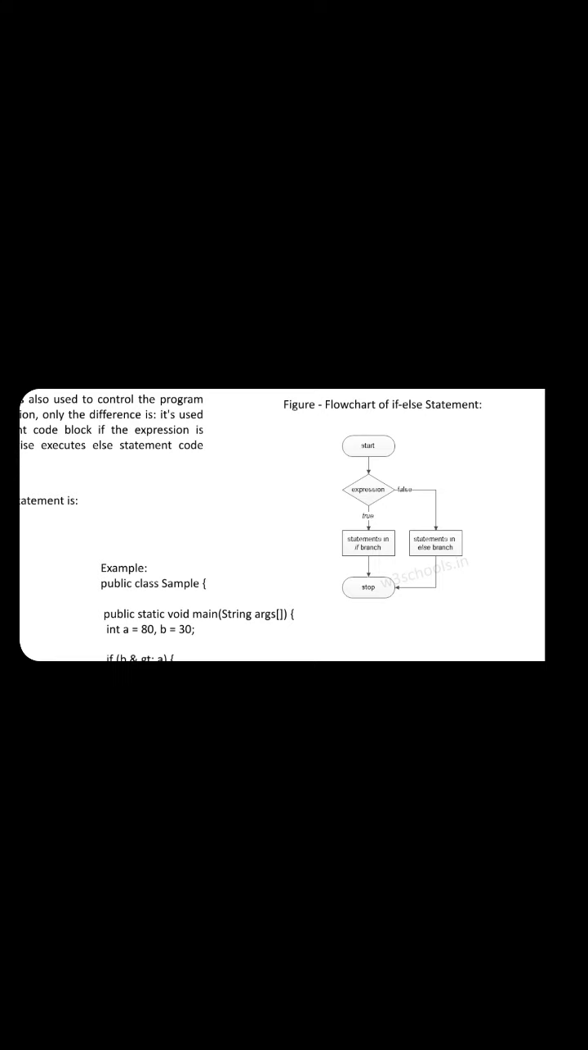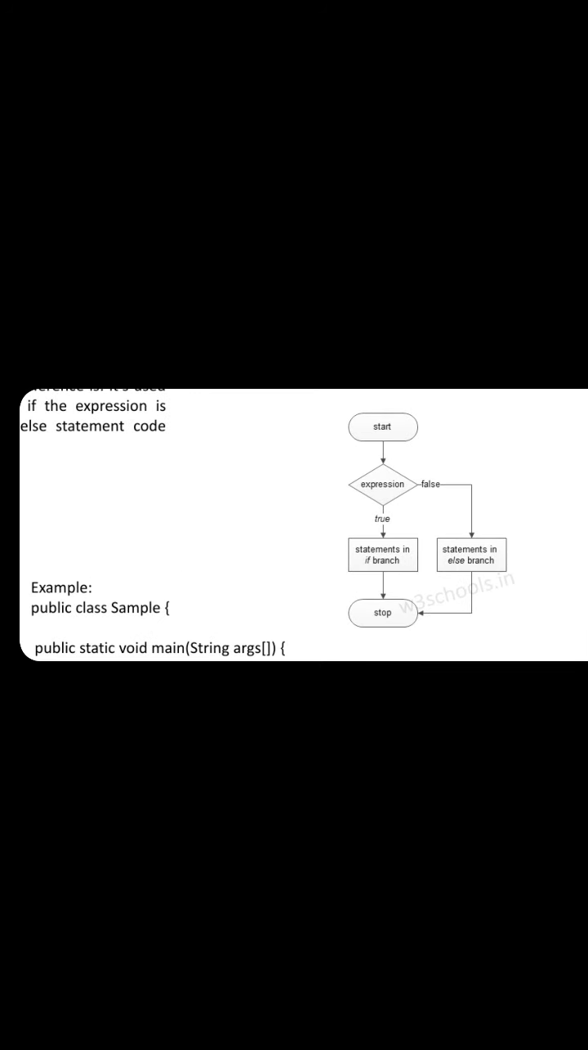if sometimes I want to execute another statement, at that position you can redefine it using the if else statement, where you have two different sets of statements. You can see the flow chart. What does this flow chart signify? If the expression is true, you execute the true statement. If the expression is false, you execute the false statement.